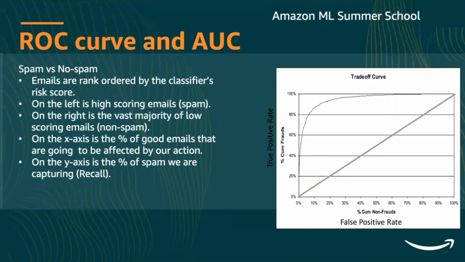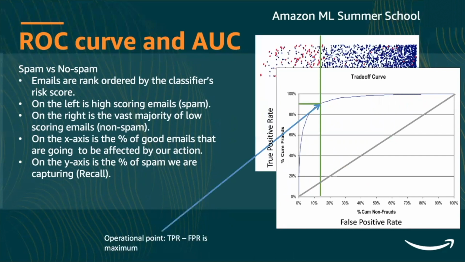So consider the problem of classifying a mail as spam versus no spam. Assume that the emails are ranked by the classifier risk score. On the left are high scoring mails, which should be classified as spam mail, and on the right are the low risk or low probability mails, which should be classified as no spam. And here is the ROC curve, which is again the plot of true positivity rate to false positivity rate.